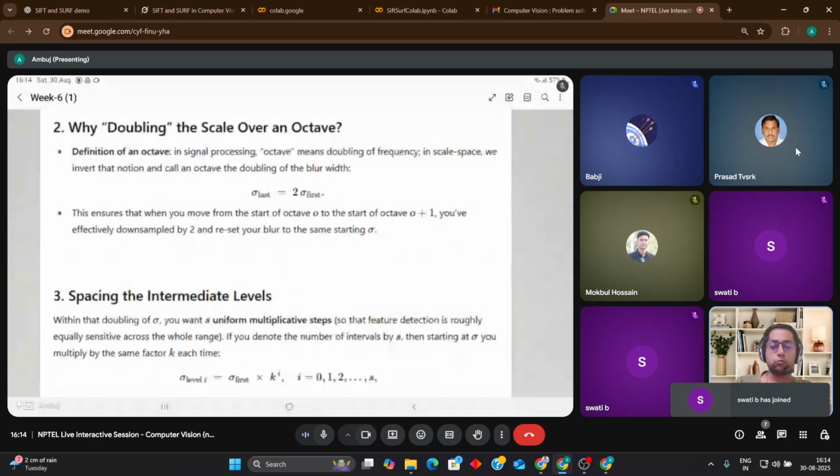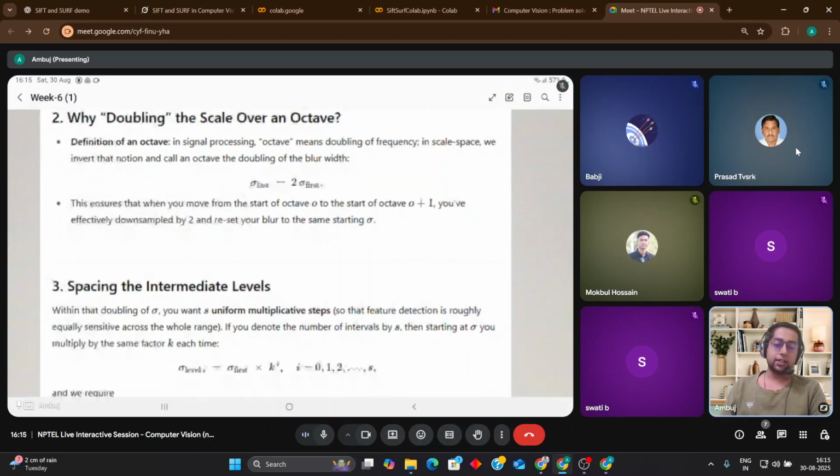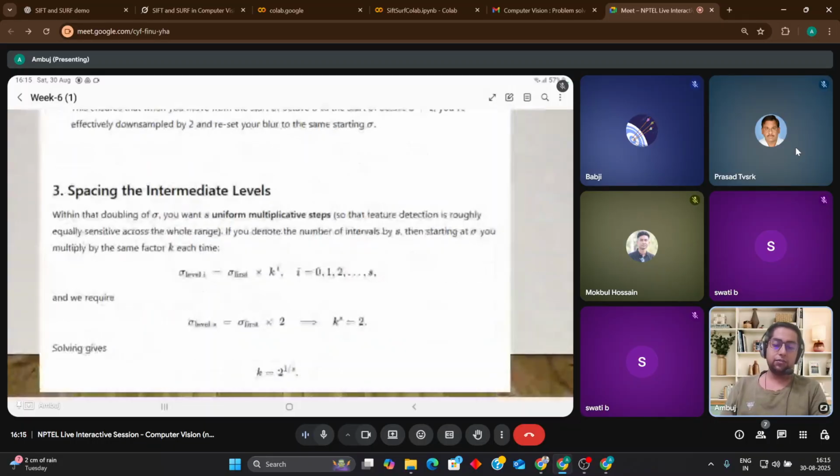It will ensure that when you move from the start of octave O to the start of octave O plus 1, you have effectively downsampled by 2. Then you reset your blur to the same starting sigma, then space the intermediate levels within that doubling of sigma. You want S uniform multiplicative steps, so that feature detection is roughly equally sensitive within the whole range of the octave. That is why the labels have been defined like this, and we derive the formula k equal to 2 raised to the power 1 upon s.